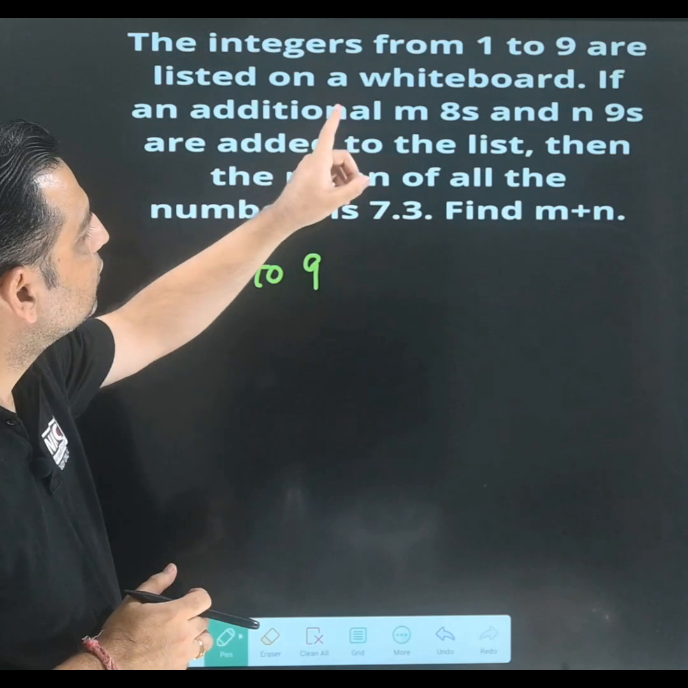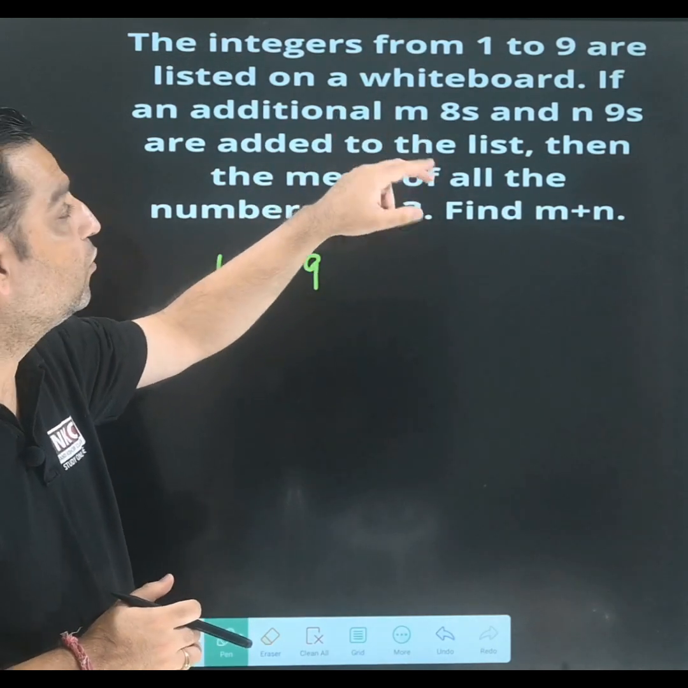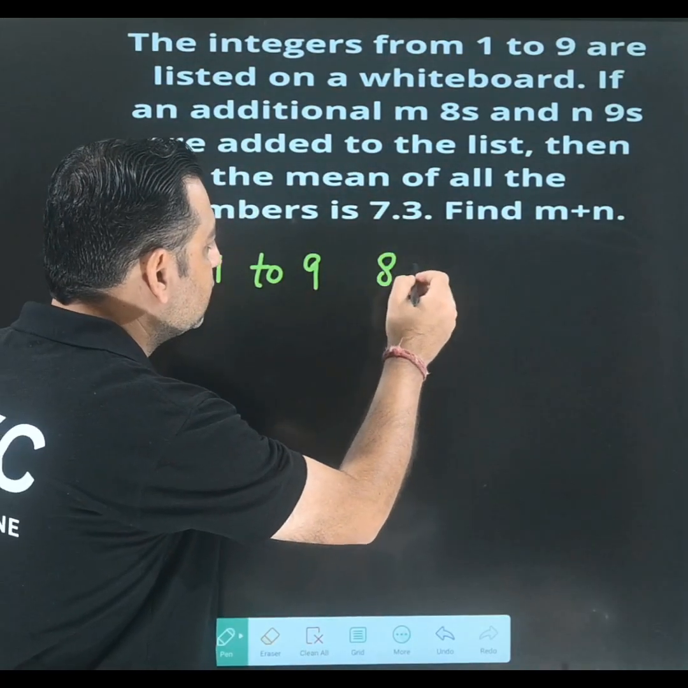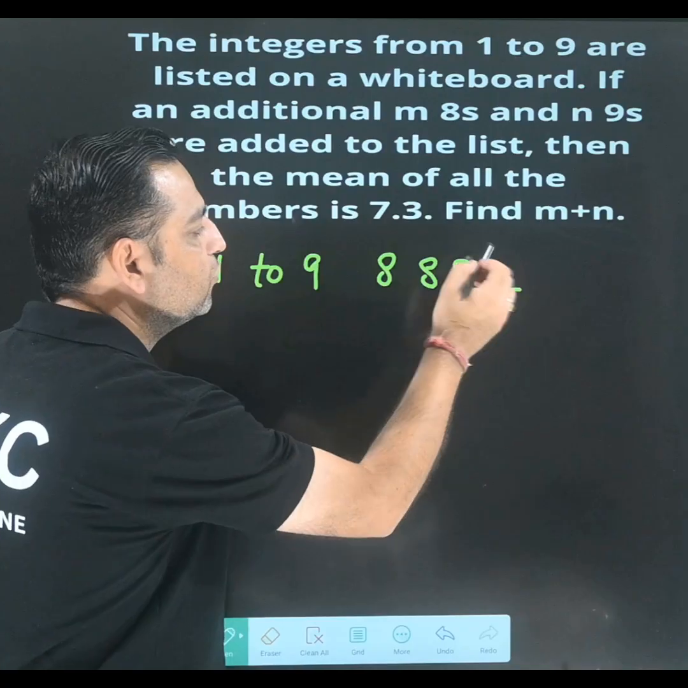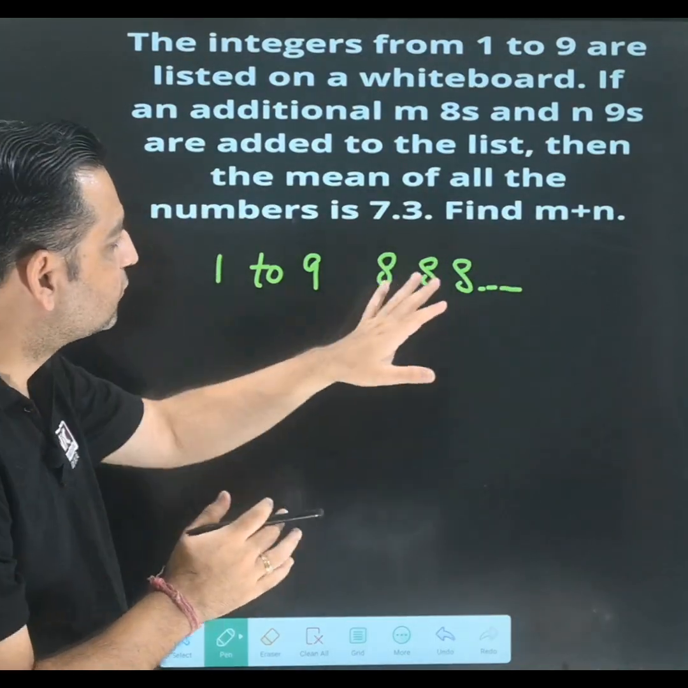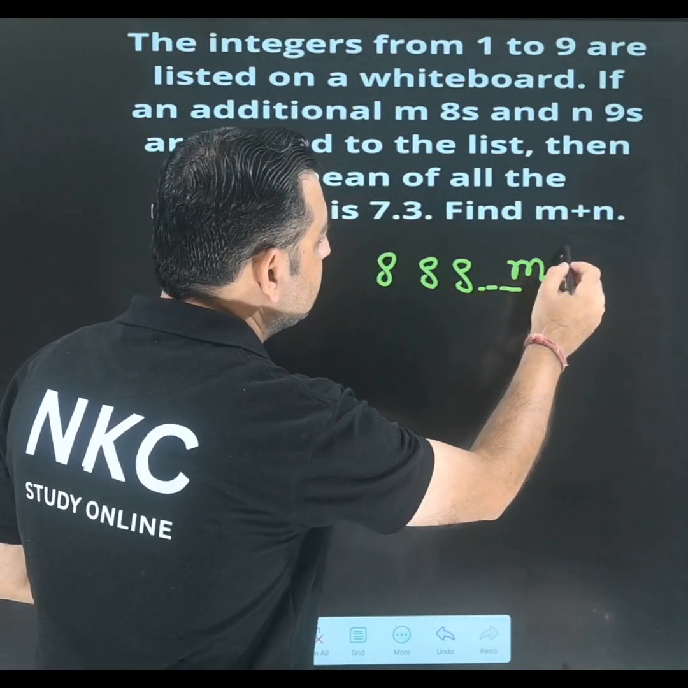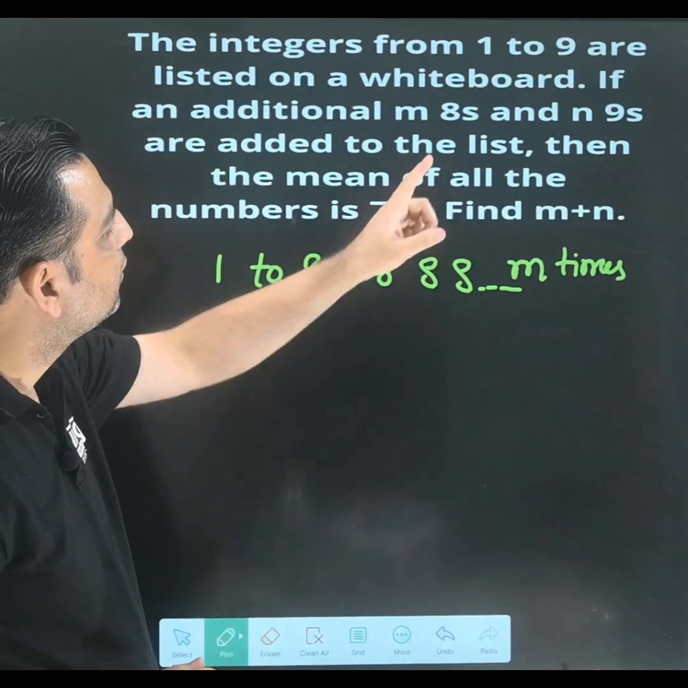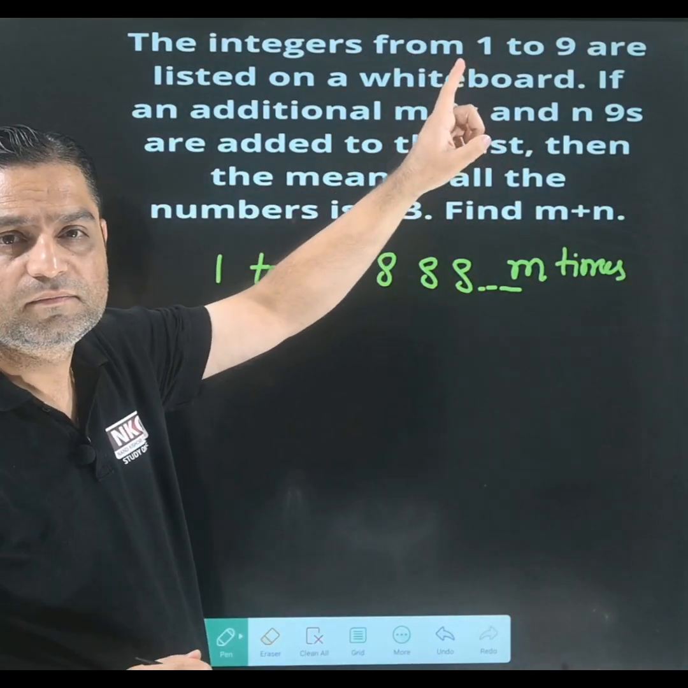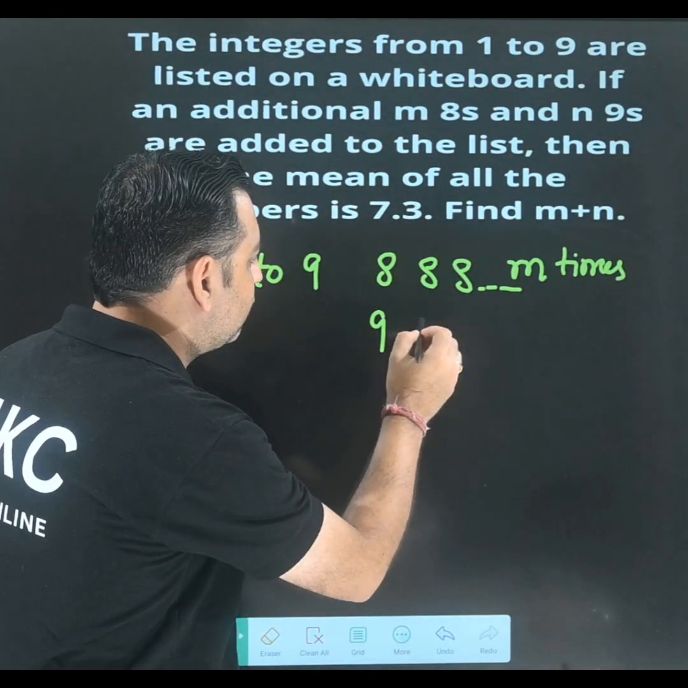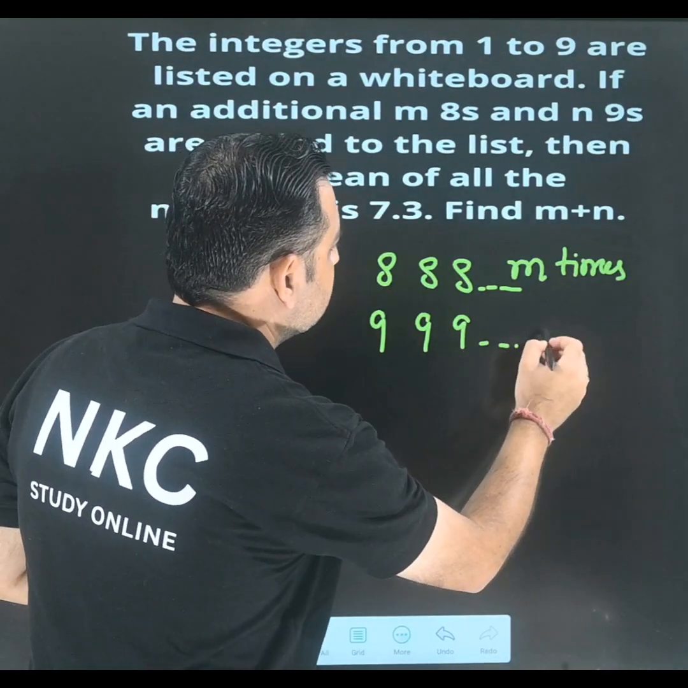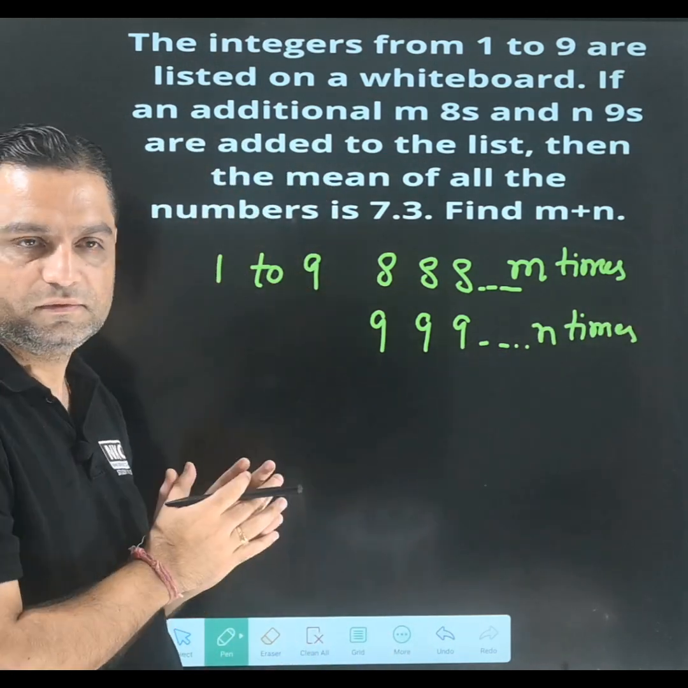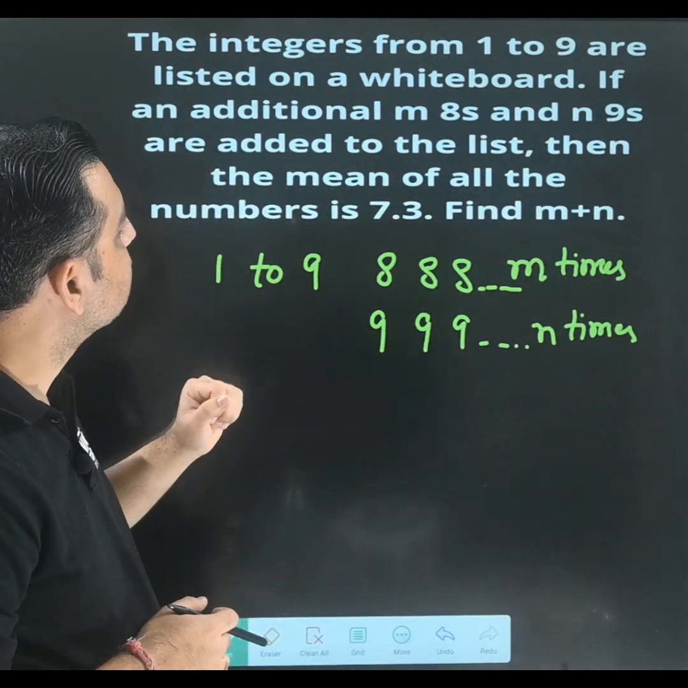If an additional m 8s, now what's the meaning of m 8s? That means there are a few 8s we have written on the board, but we don't know what the count is. So its counting is how many times 8 is written. M times 8 is written on the whiteboard. And n 9s means we don't know how many 9s are added more, but yes, 9 is added how many times? N times. This is the situation in the list.